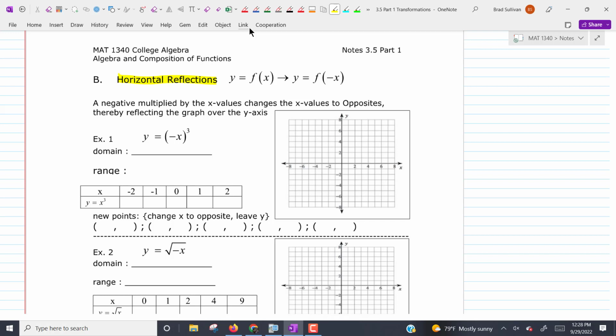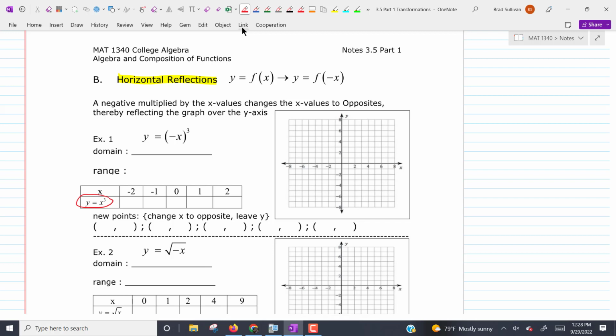It's inside of the cubing. It's inside the square root. When your transformation's inside, it affects x values. And you'll kind of see this theme as we go through all these different things. Okay, so the first thing that we'll look at on this one is the elementary function, which is y equals x to the third. Okay, that's the elementary function.